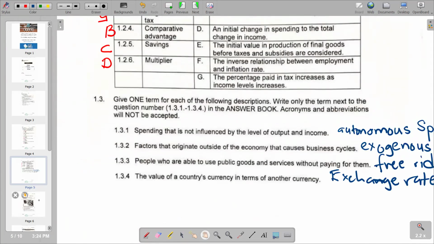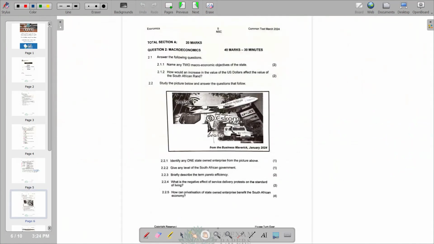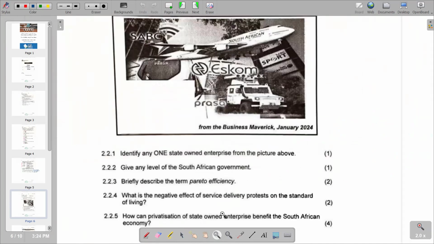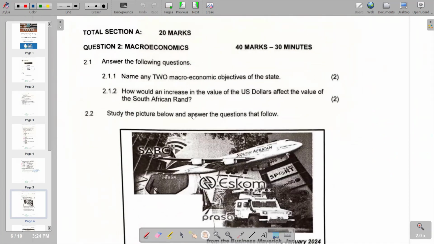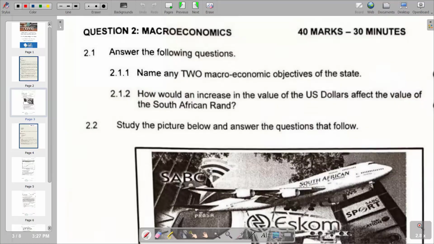On this part, of course, we are now moving on to the second part of our question paper, which is now question 2. And we know that our question 2 is on macroeconomics, and it consists of 40 marks and requires you to spend on average 30 minutes on this question. So moving on to our question 2, the first question reads, name any two macroeconomic objectives of the state. We can see that this is the first question that we have.